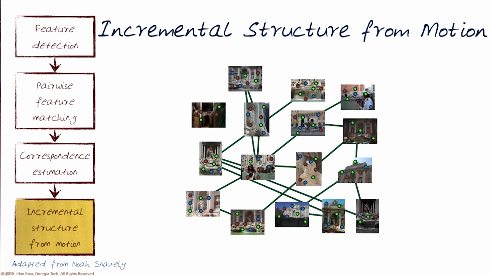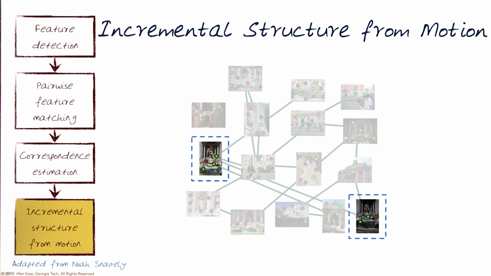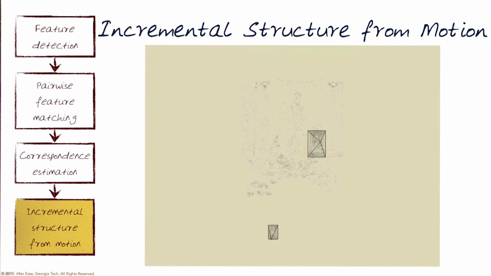Let's not try to solve the entire problem. Let's do it as a new image comes in. Which basically means is let's just take two images and use that to build a kind of correspondences and matches. And as another one comes in, let's keep on adding them in.